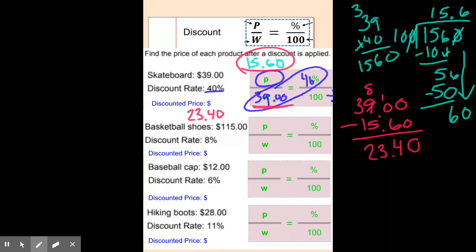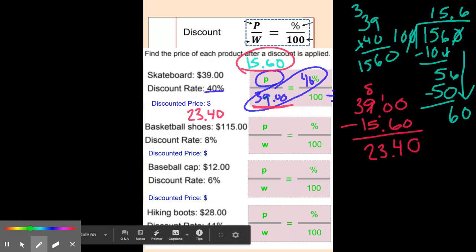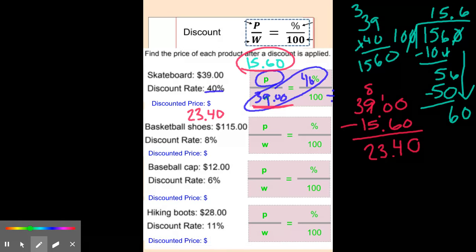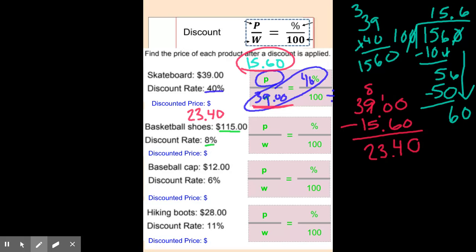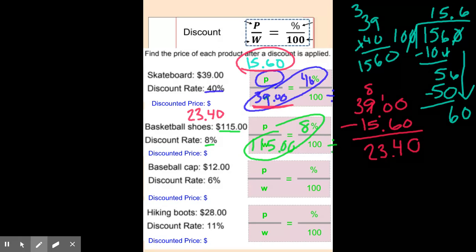for that question. All right, the next one we're going to look at is the basketball shoes. We're going to do the same exact thing. Our whole is how much it costs. Our percent is right there, so our percent is 8%. Our whole is $115. Again, 8 and 100 are not nice to each other. 115 and 100 are not nice to each other. So we have to cross multiply. So 115 times 8, and then we're going to divide by 100.